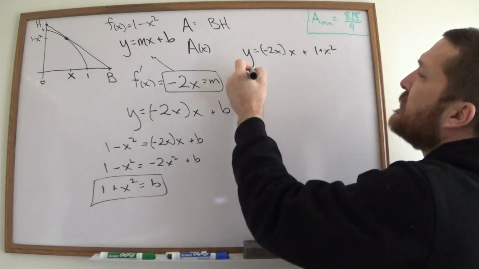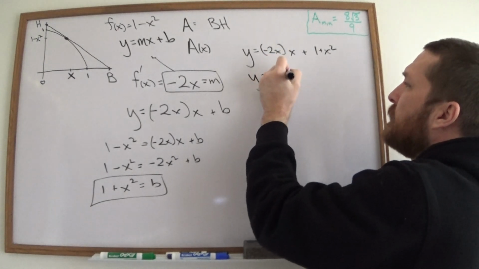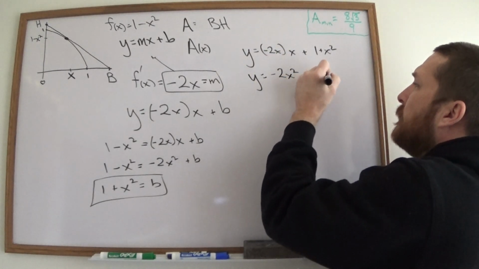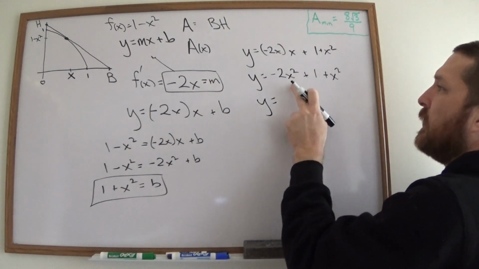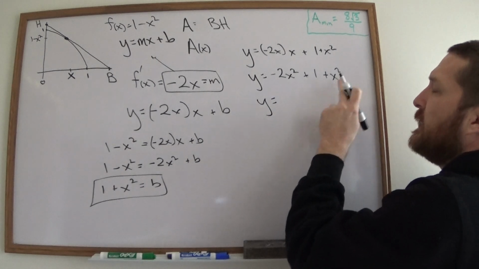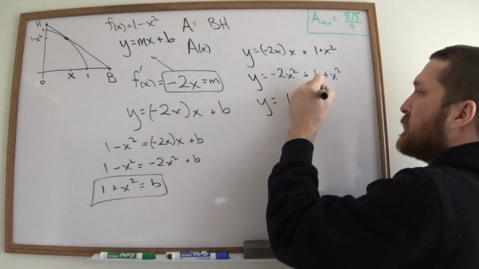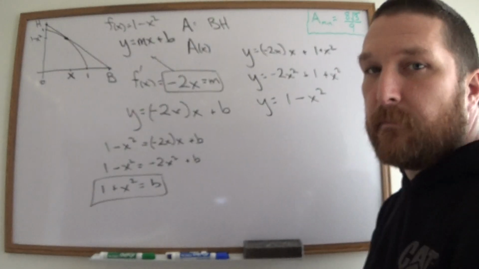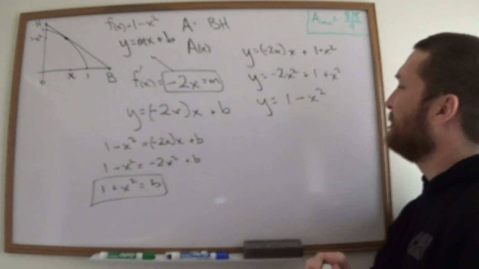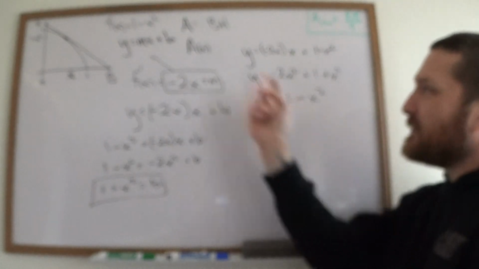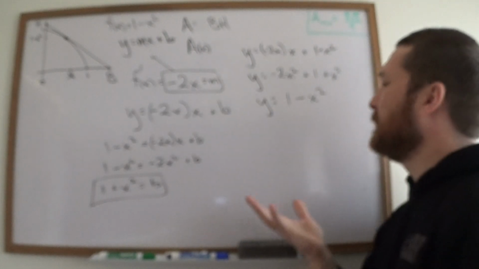Okay? Let's clean this up a little bit. Minus 2x squared, minus 2, so that should be minus 2x squared plus 1 plus x squared. Y equals, I guess we could call that minus 2x squared plus 1x squared is a minus 1x squared, so how about 1 minus x squared? And that's the equation of your line. Is that an equation of a line? That's not an equation of a line. That's your original function. What's going on here?